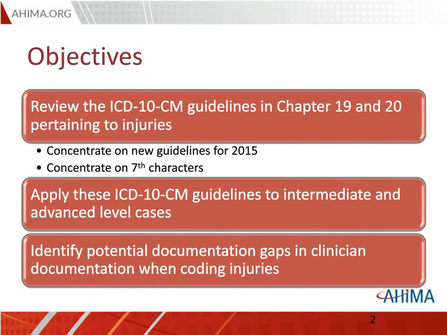So the objectives for today's webinar will be to review those ICD-10-CM guidelines specific to Chapter 19 and 20, specifically pertaining to injury. There are other guidelines there, such as for poisonings, but we're going to concentrate on the injuries. And of those guidelines, we're going to concentrate specifically on any new guidelines that we saw in 2015, concentrating on the seventh characters primarily. And then after we look at the guidelines, the fun part is to learn how to apply some of those guidelines. We'll use various scenarios and cases to do that, and also look at some potential documentation gaps in our clinical documentation when coding injuries.